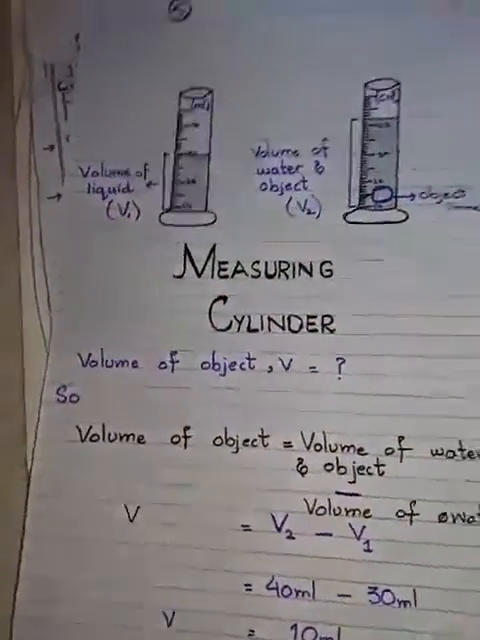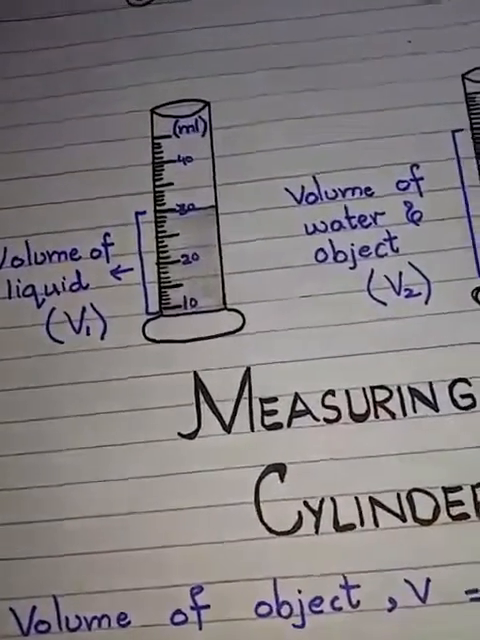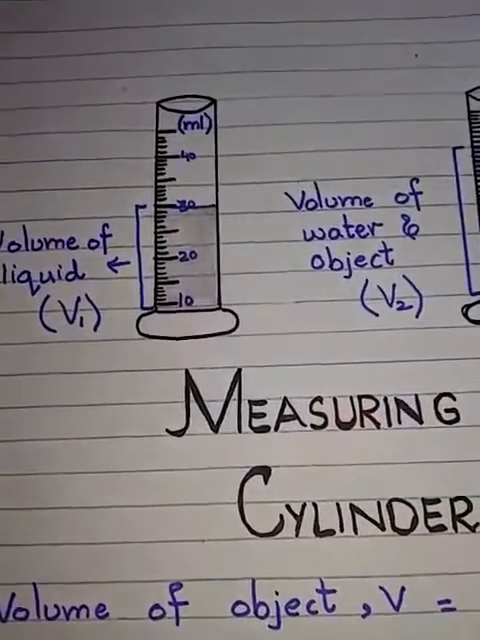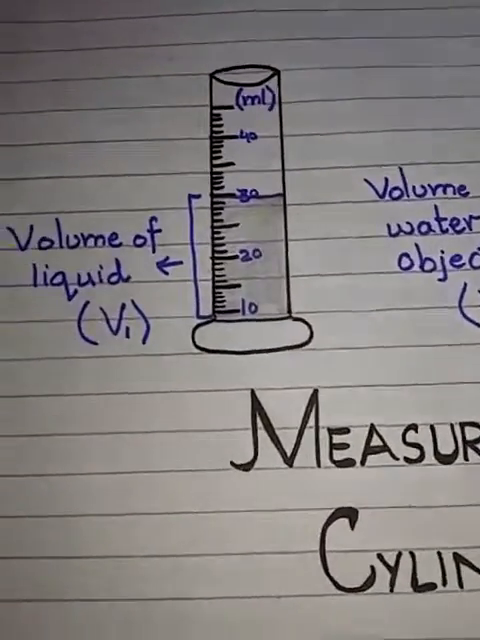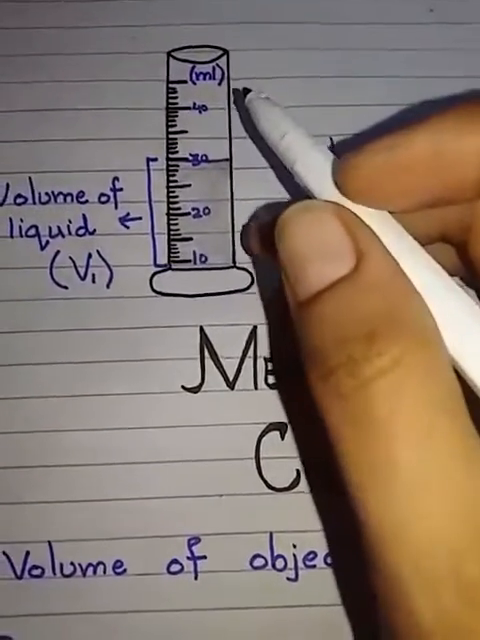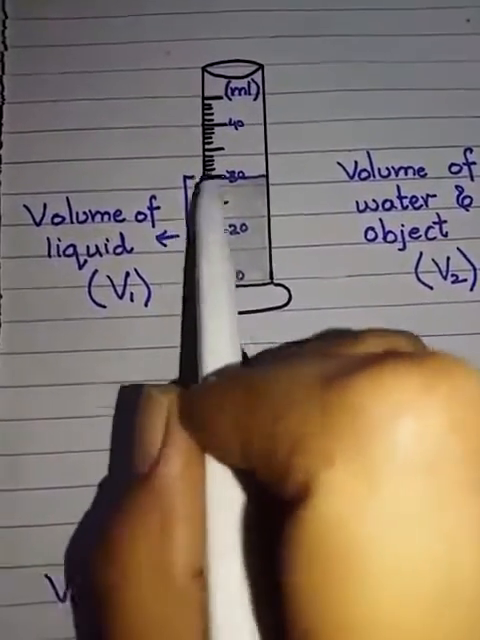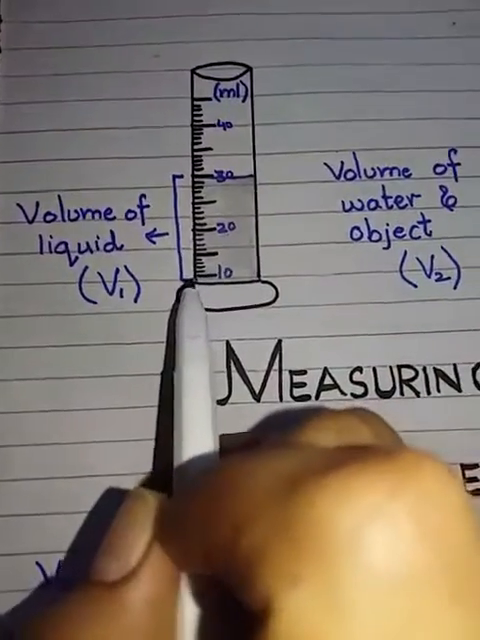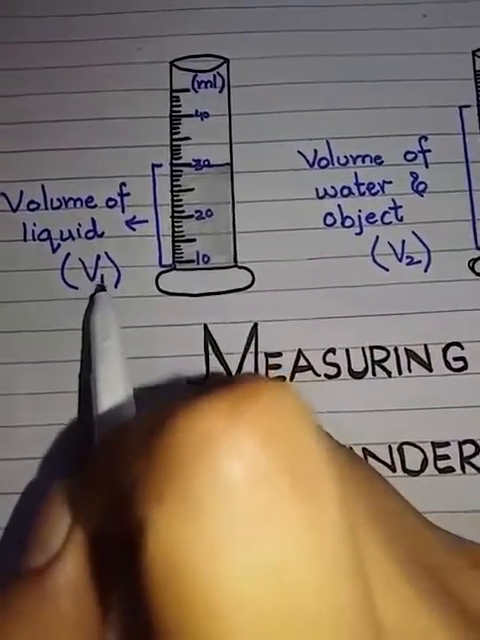Suppose we want to find the volume of a liquid. What we will do, girls, is simply pour water into the measuring cylinder. When we pour the water in, the level of the liquid indicates the volume of the liquid. Suppose this volume of liquid is v1.